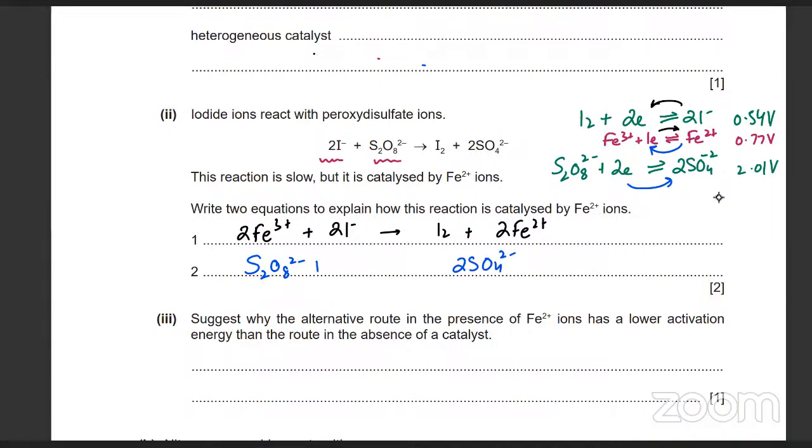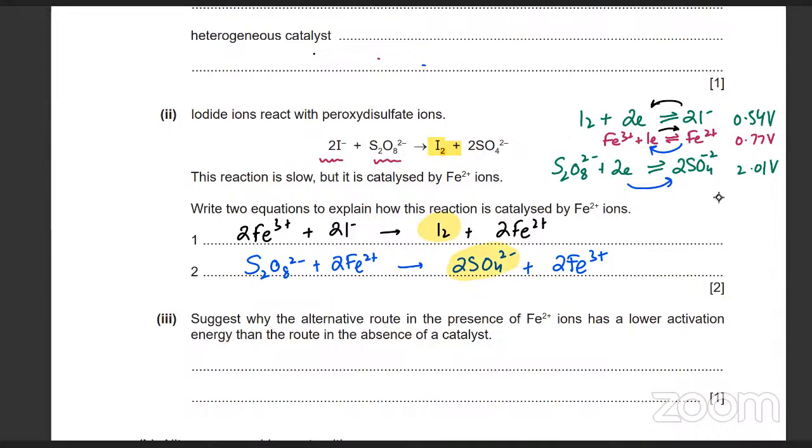And the iron ions, 2Fe2 plus, turn back into 2Fe3 plus. So you've split the reaction into two parts, and you've got both your products now. You're getting iodine, and you're also getting SO4 2 minus.